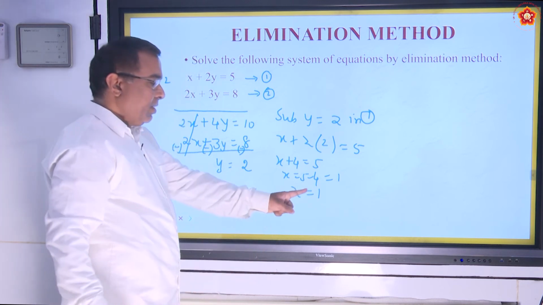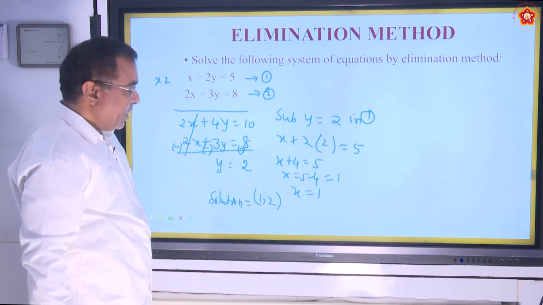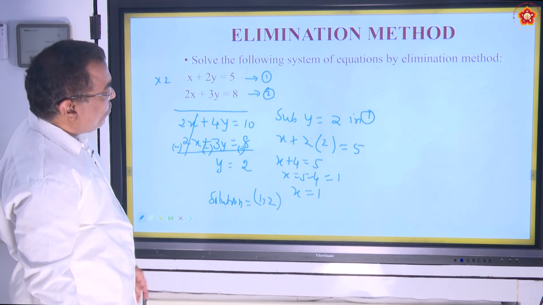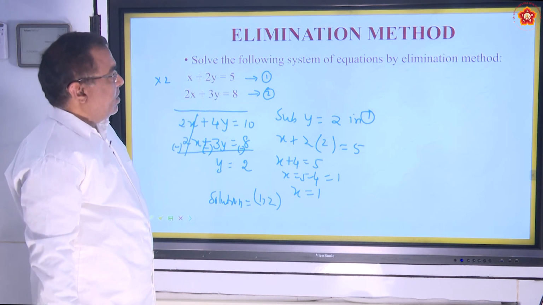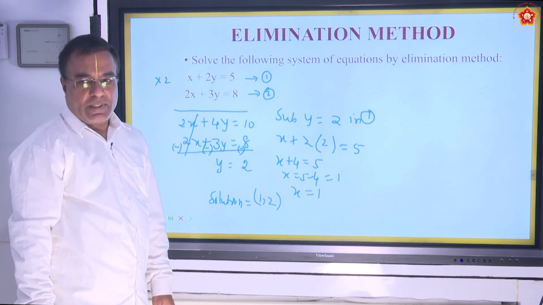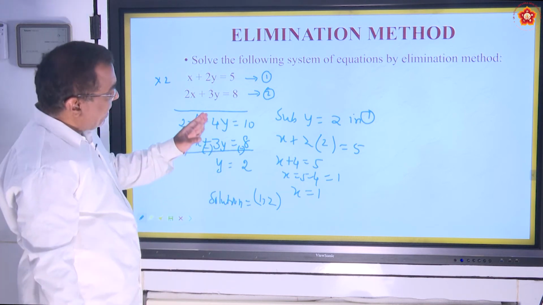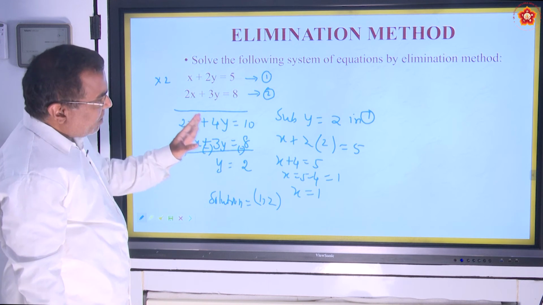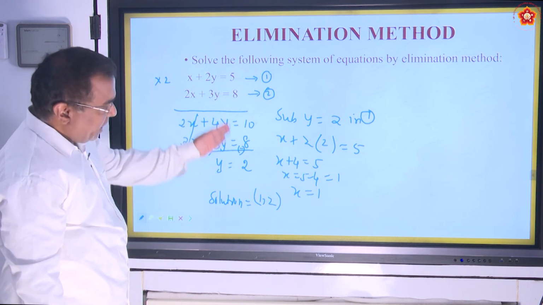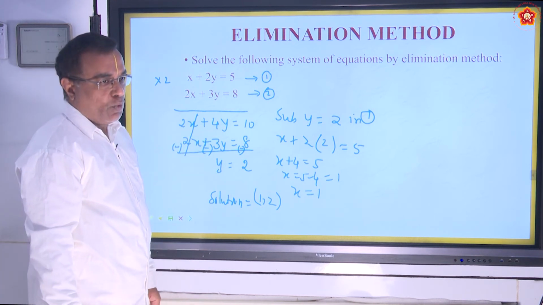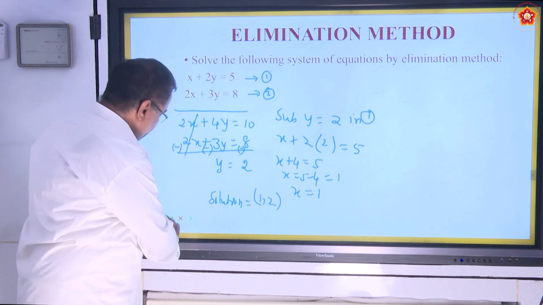Always we represent the x value first, followed by the y value. So this is going to be the solution of this system of linear equations. And this is how we call it the elimination method. Here we eliminate either the x variable or the y variable first and then proceed as discussed now.